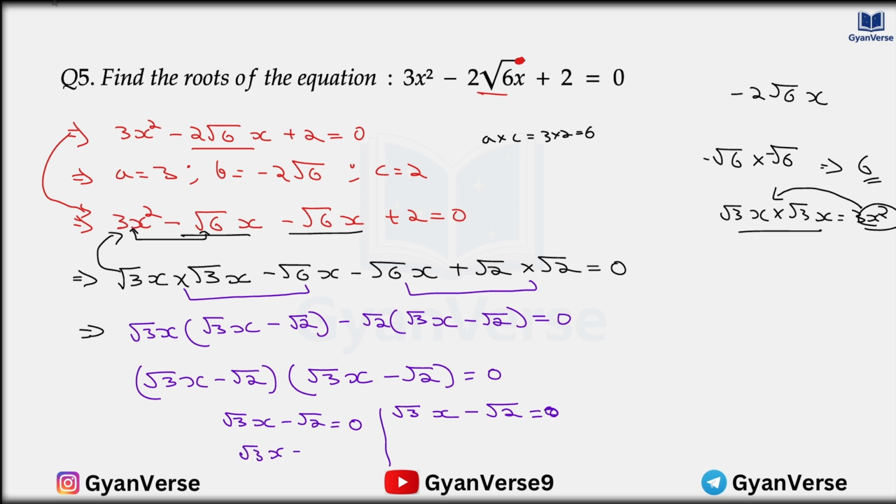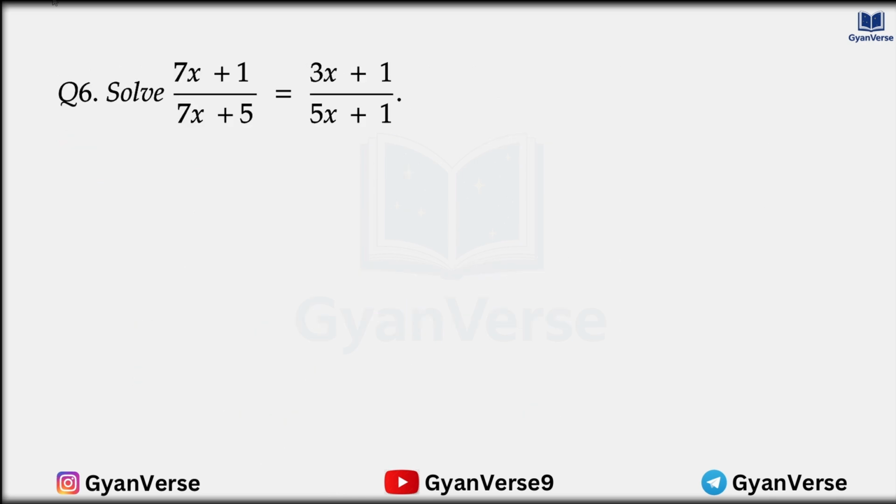Root 3x equals to root 2, x equals to root 2 upon root 3. Similarly, here you will get x equals to root 2 upon root 3. Both the values of x are exactly the same. Now, the next type of question, this is very easy. Whenever you see this type of question, what you have to do is cross multiply: 7x plus 1 multiplied by 5x plus 1 equal to 3x plus 1 multiplied by 7x plus 5.